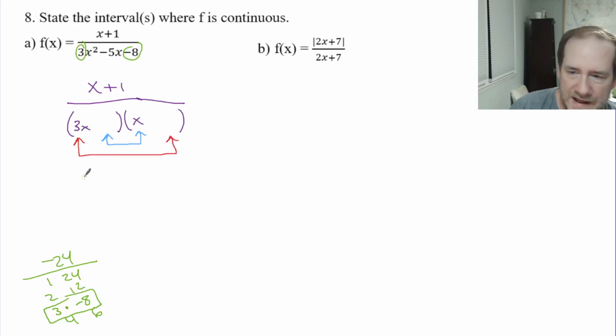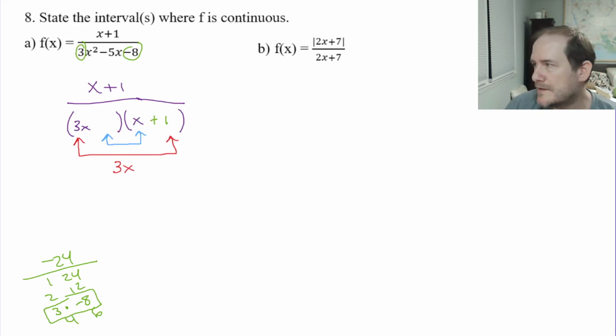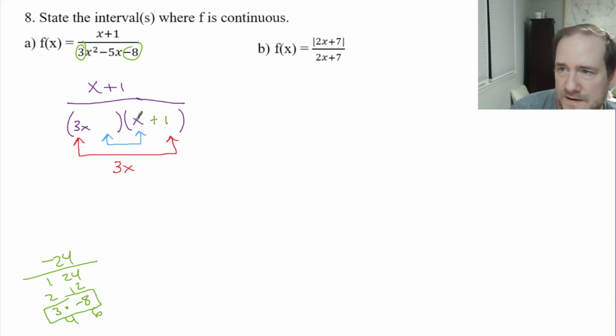Again, if I already have a 3 and I want a 3, then I'm going to just plop a +1 here. And now my outer product will be the positive 3x. Then my inner product is trying to be the negative 8. And so times 1, I need a negative 8.